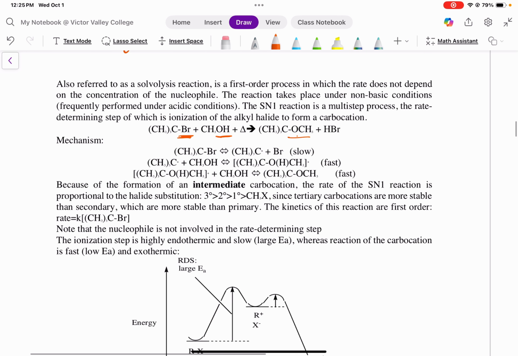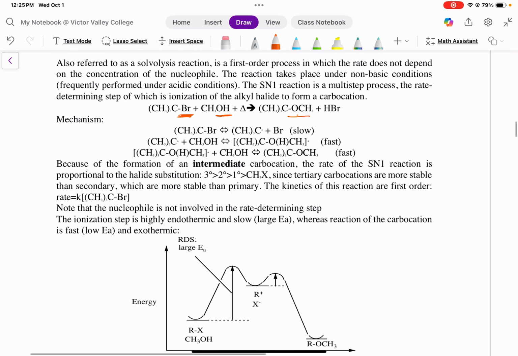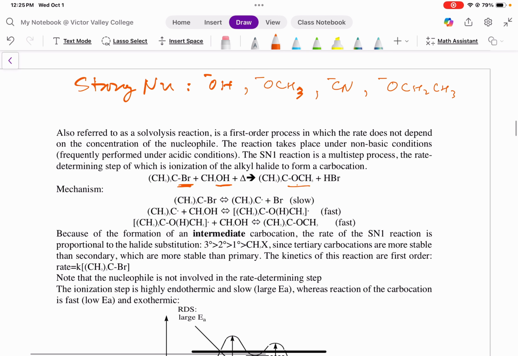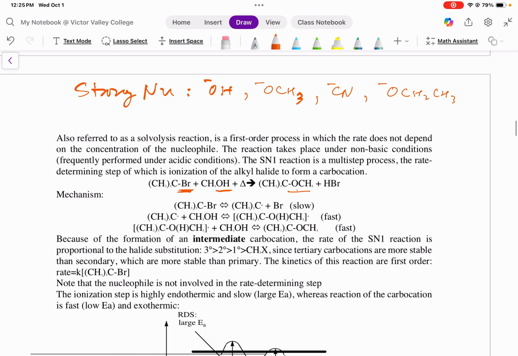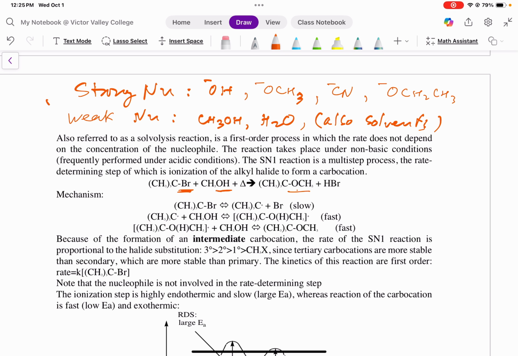Now, for this one, you don't see those. You see weak nucleophile, like CH3OH, water. Okay, so basically they're also solvent. Those are neutral nucleophiles and weak nucleophiles. So that's how you recognize them, right?